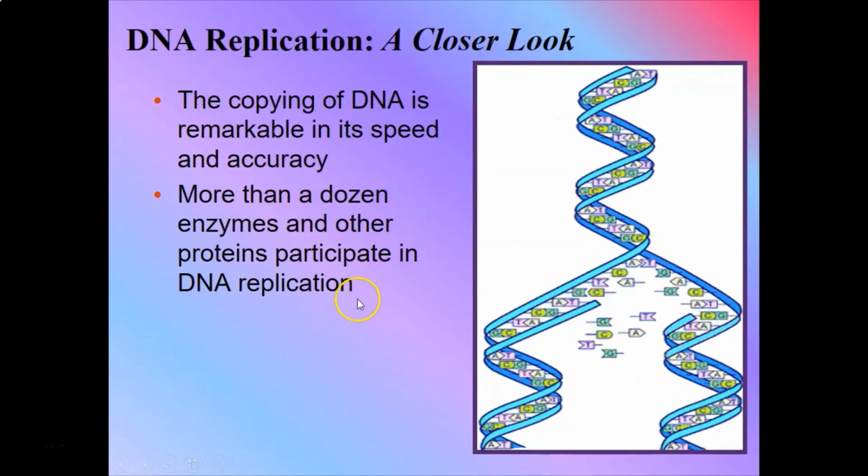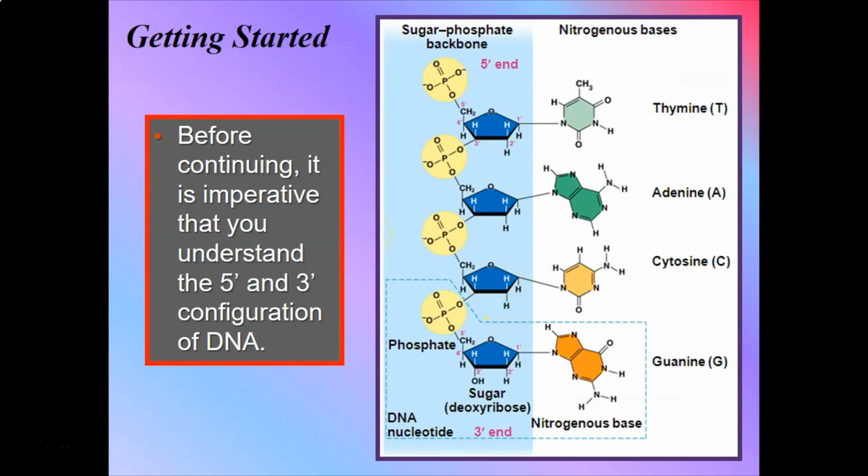Okay, so let's take a closer look at replication. It is super fast and super accurate, but mistakes of course do happen. And there are more than a dozen enzymes; we're just going to learn a couple today. Before continuing, like I said, it's very important that you understand the 5' and 3' ends of DNA.